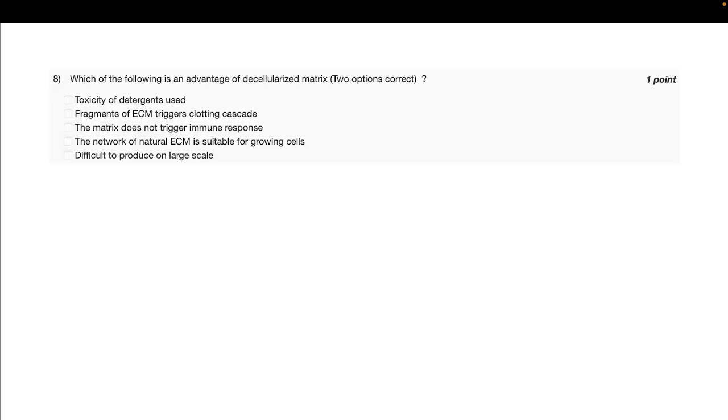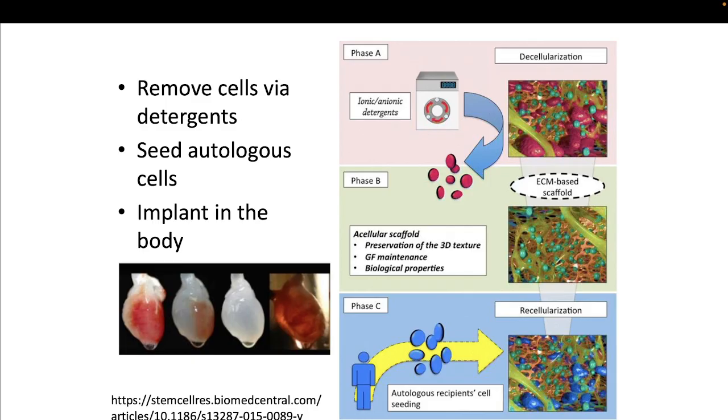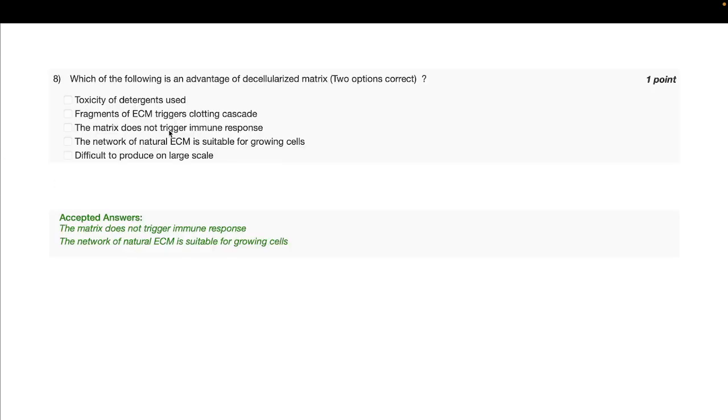Next question was, which of the following is an advantage of decellularized matrix? The right answer was, matrix does not trigger immune response, and the network of natural ECM is suitable for growing cells. So this concept comes from donated organs which you have decellularized, remove all the cells, remove all nucleic material, removed all proteins, small molecules. You have this ECM scaffold. You put in the patient's own cells inside that, allow it to recellularize, and then implant it into the patient's body. So since it is from the patient's own body, it will not trigger immune response, and since it's natural ECM, it is much better for the cells to grow compared to a synthetic ECM.